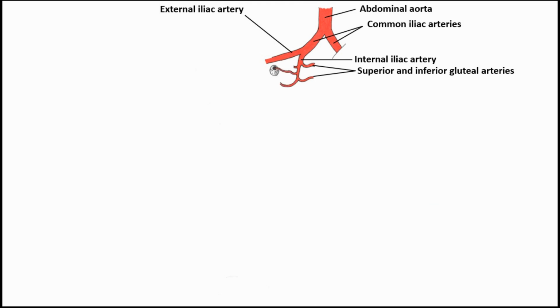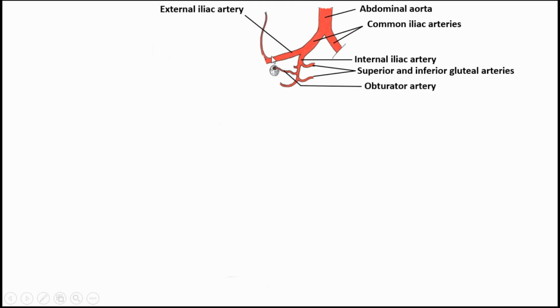Anteriorly, we have a few branches. The obturator artery is going to be traveling towards the medial compartment of the thigh, and it does not go very far in that compartment, but it does supply some lower limb muscles on the outside of the pelvis. So that's the obturator artery.